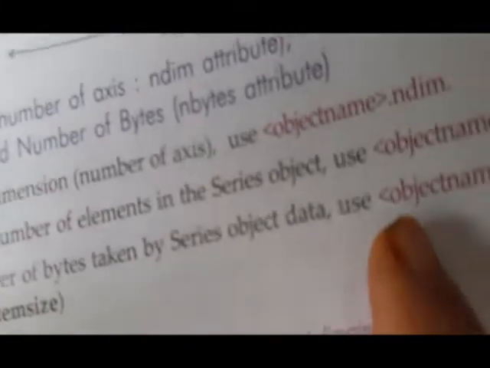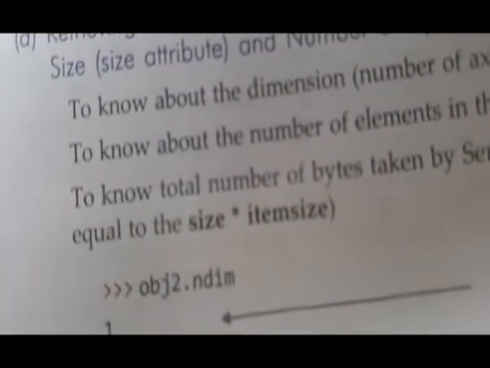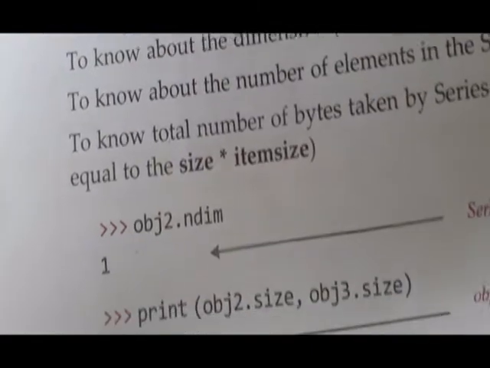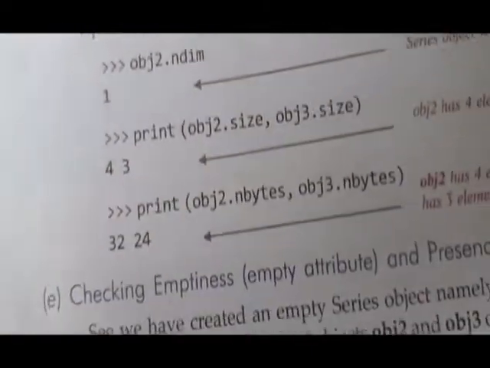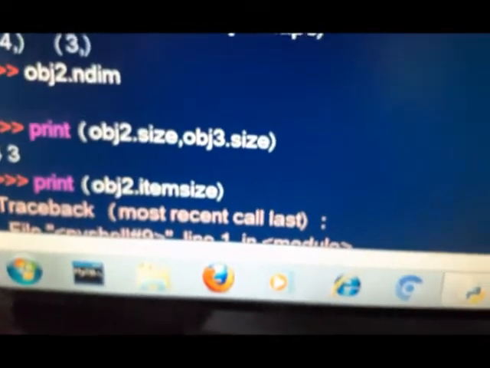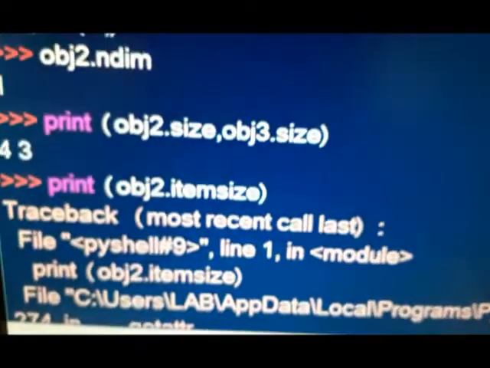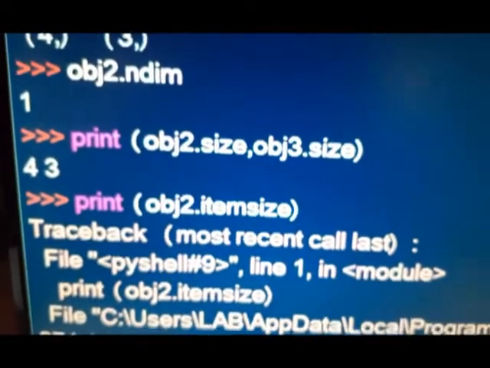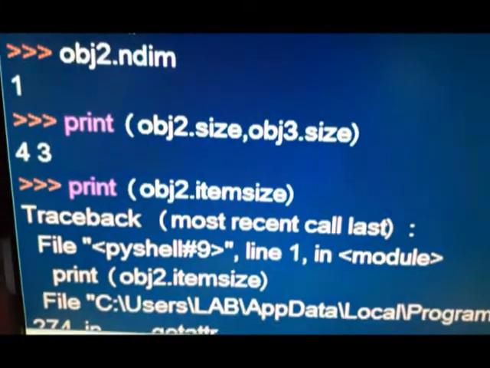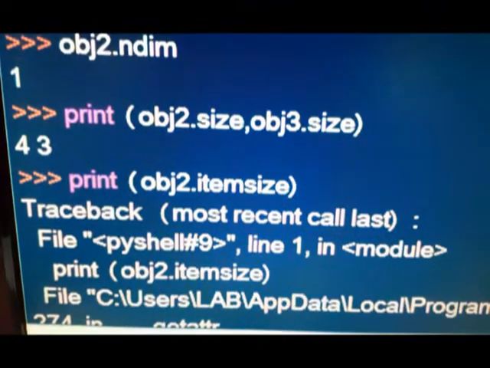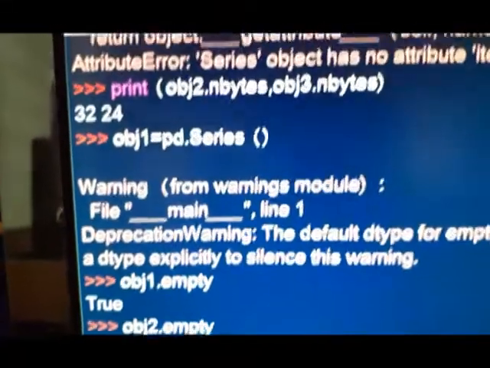Then we come to the next one, nbytes. What does it do? Nbytes is to know the total number of bytes taken by the series object. Total number of bytes means number of elements times the number of bytes each item takes. But itemsize, when I tried once again, it's not giving. Remember that both the objects are of float type, so they take float64, which is 8 bytes each. I am not able to show you itemsize because it gives an error.